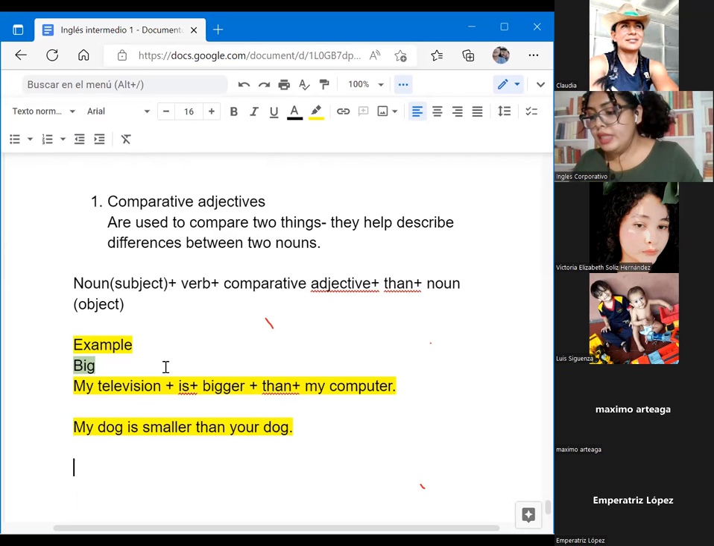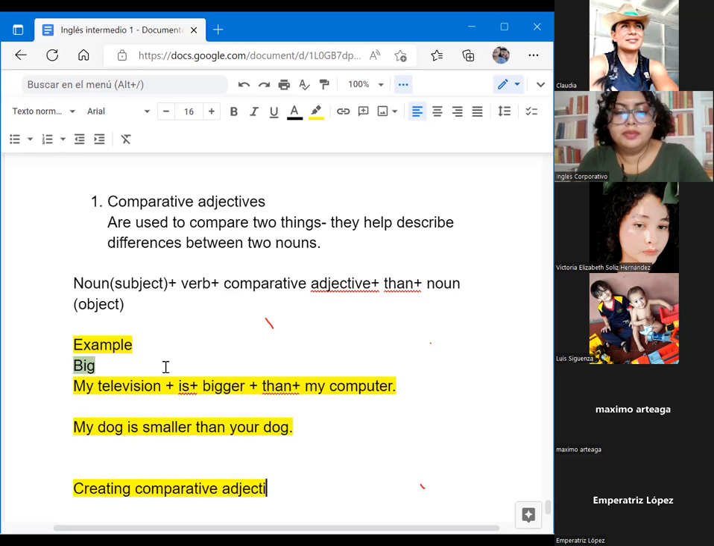So, it says that changing an adjective into its comparative or superlative form depends on the number of syllables in the base form of the adjective. Depende mucho de cuántas sílabas tenga la palabra base o el adjetivo base. Ahí es donde nosotros vamos a ir viendo qué le agregamos. For example, we are going to have here creating comparative adjectives.